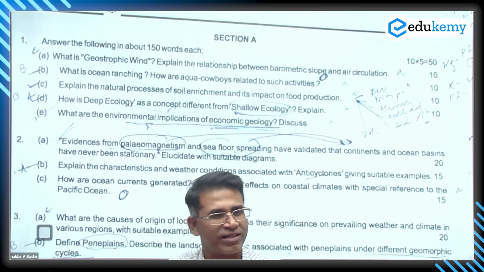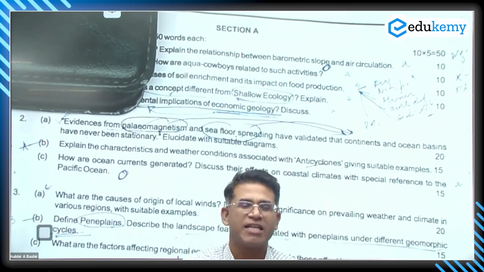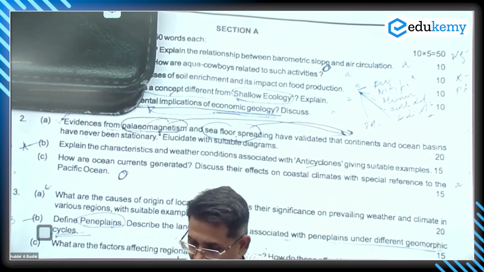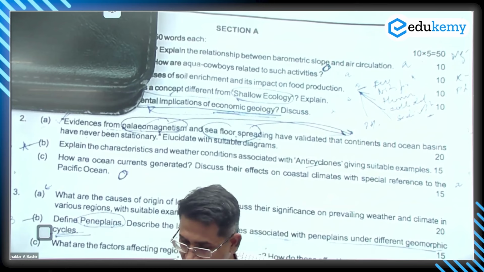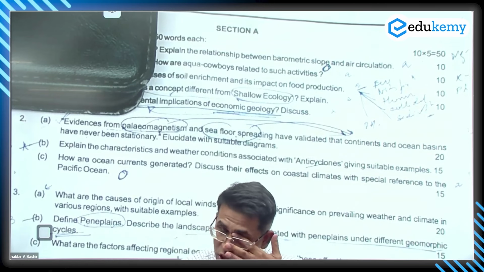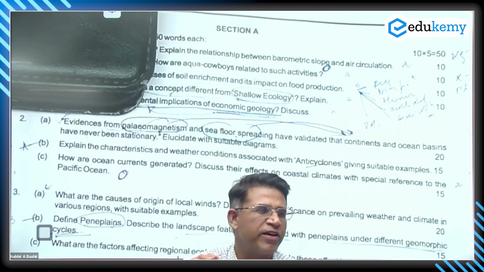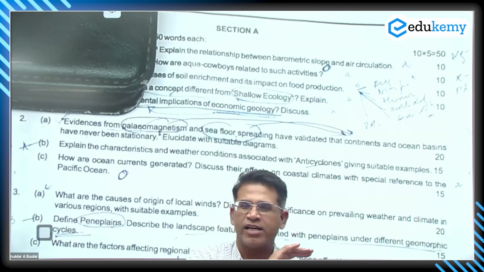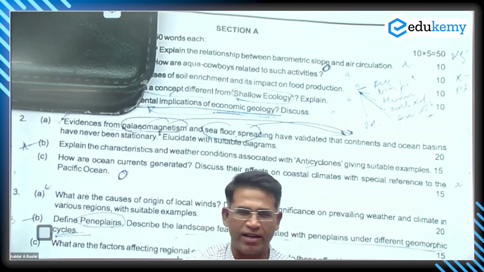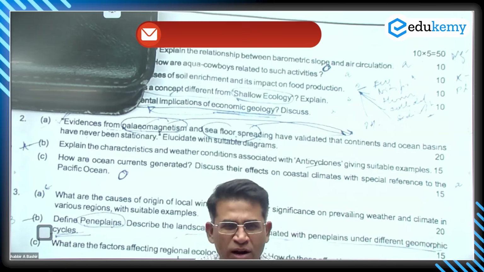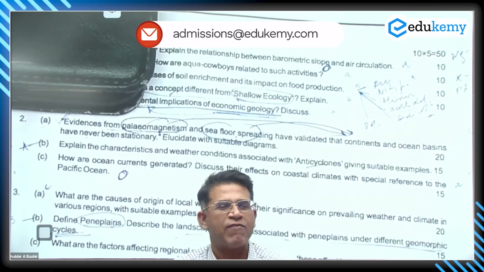I'll do one more question. Simple question, we can do this. Define peneplains. Describe the landscape features associated with peneplains under different geomorphic cycles. So you define peneplain first. Peneplain: a flat, extensive surface, convex or concave in profile, at or near the base level, with resistant rocks like monadnocks.